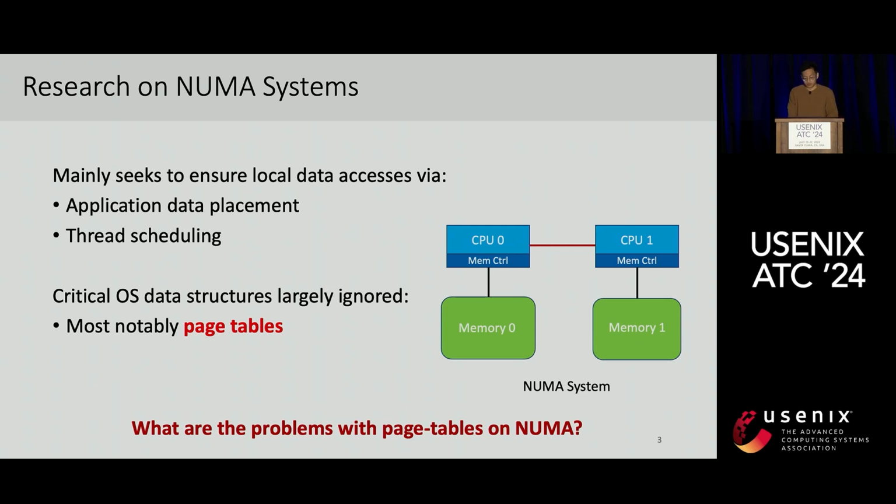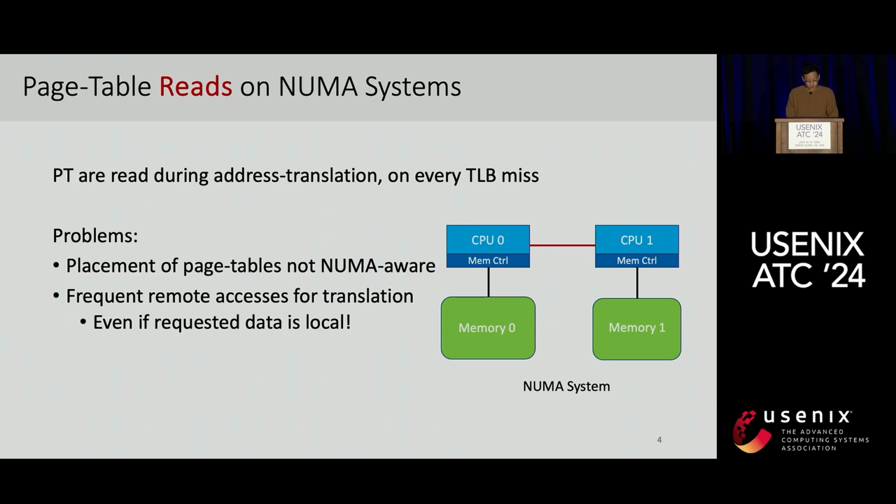So what are the problems with page tables on NUMA systems? The first problem is page table reads on NUMA systems. Page tables are read during address translation when there is a TLB miss. The problem is that the placement of page tables in current operating systems is not NUMA aware. Second, the frequent remote accesses for translation are very expensive. Even though the data is local, if the page table is not local, it's not optimal.